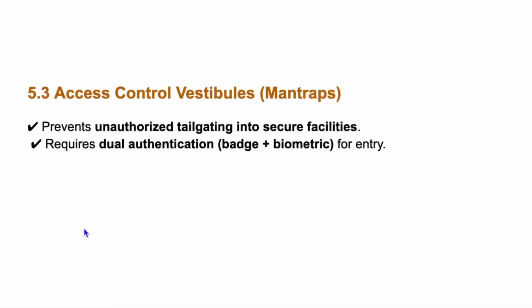So it requires dual authentication, which is badge plus biometric for entry, or it requires both of the doors to be closed in order for another door to be open. So you can't have both doors open at the same time, right? And then what happens is that once the doors are both closed, you can technically lock the room. You can lock the man trap. So let me show you what it actually looks like.